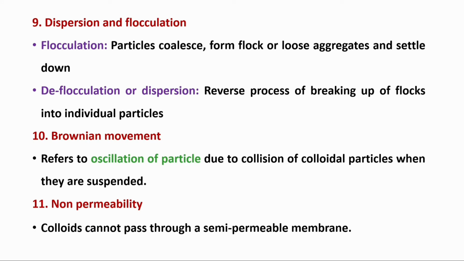Next we see about the dispersion and flocculation. What do you mean by flocculation? When soil colloids lose their negative charges, the particles coalesce to form flocks or loose aggregates and finally settle. The reverse process of flocks into individual particles is known as deflocculation or dispersion. Next property is Brownian movement, in which there is oscillation of particles due to collision when they are suspended, and at last, colloids cannot pass through a semi-permeable membrane.